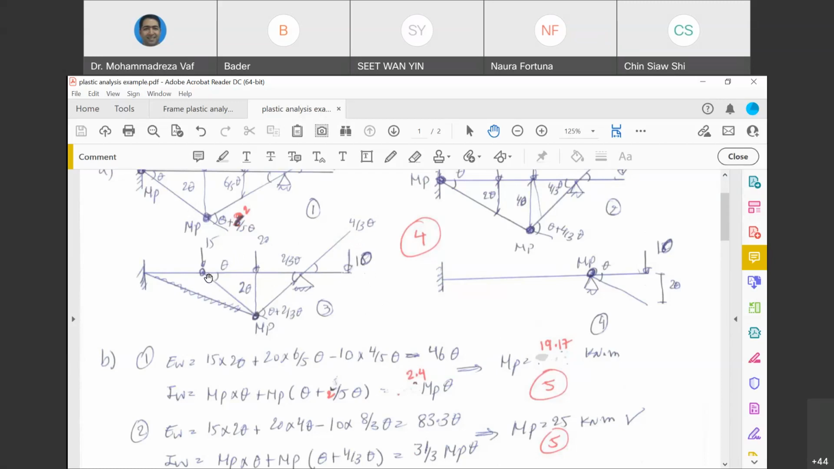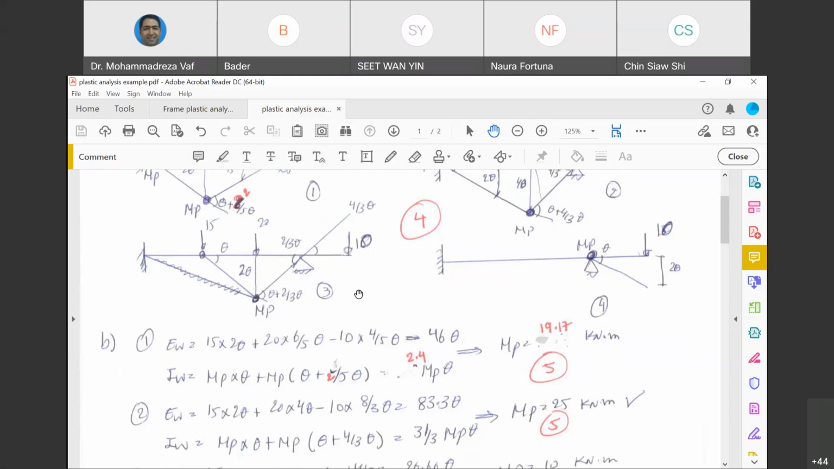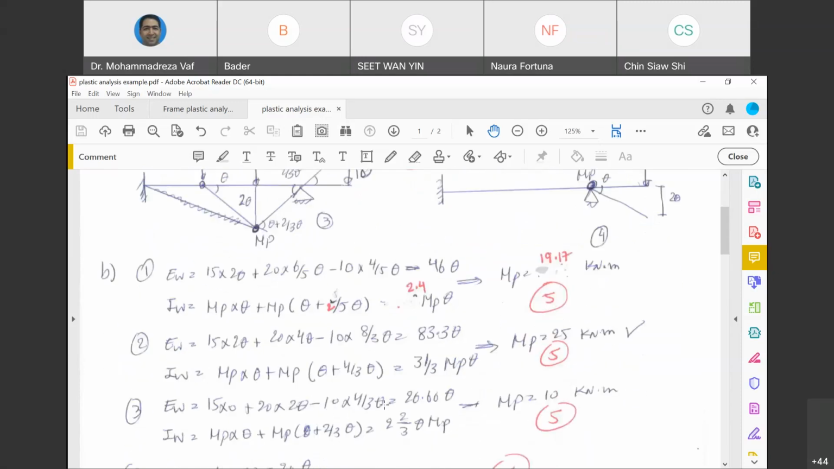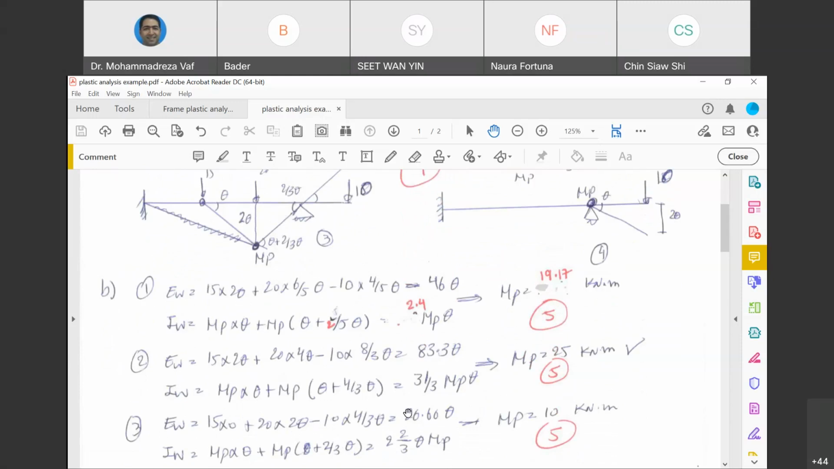Well, here there is one point. Since there is no deflection under the 15 ton, 15 multiplied by the deflection, which is 0, equals 0. So no external work has been done by this force because there is no movement under the load. If there is no displacement under the force, its work equals 0. Here we have 20 multiplied by 2 theta as the deflection, and then we have negative 10 multiplied by 4 over 3 theta. So this is what you can see over there: 15 multiplied by 0, 20 multiplied by 2 theta, and negative 10 multiplied by 4 over 3 theta.